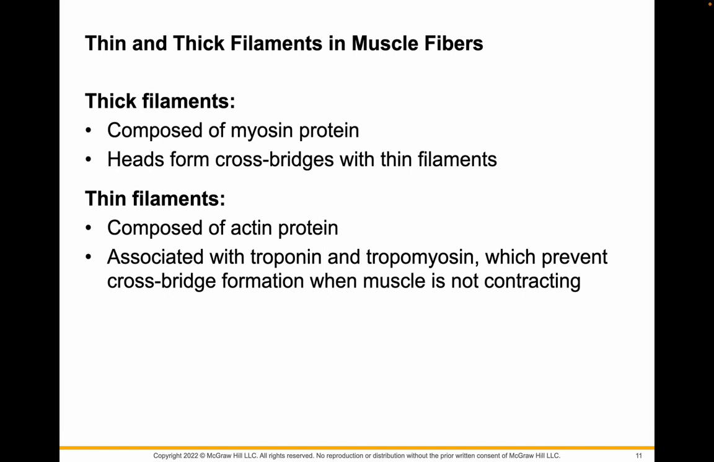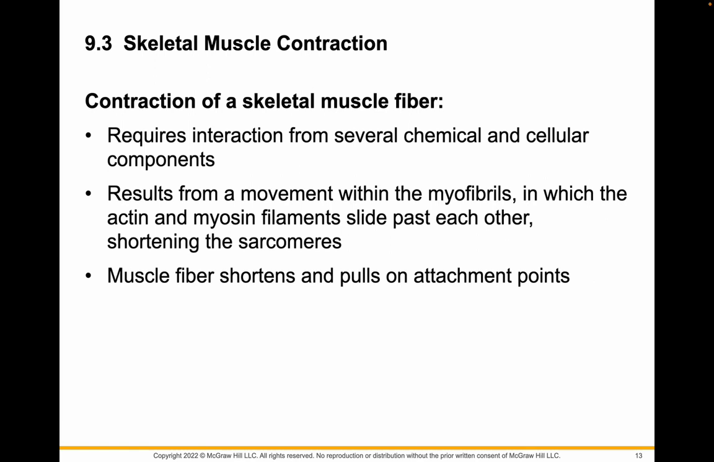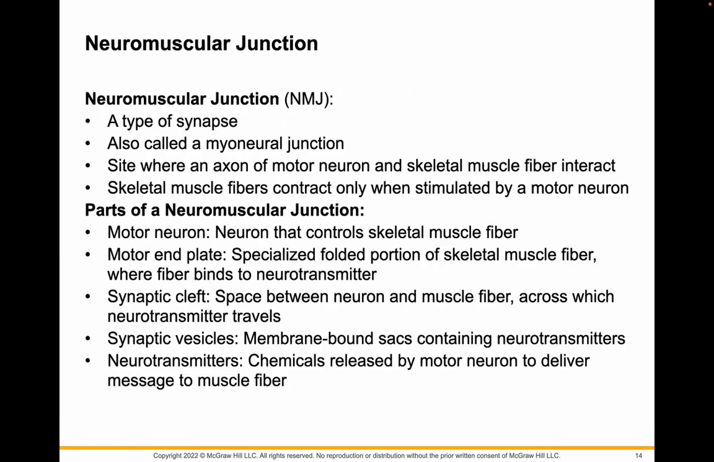Troponin and tropomyosin move to expose those active sites on the actin for the myosin heads. And so you can see the troponin here and the tropomyosin actually blocking the binding sites. When calcium's present, this troponin changes shape, which therefore changes the shape of the tropomyosin and exposes those binding sites for the myosin heads. Remember that to let go, you actually need ATP.